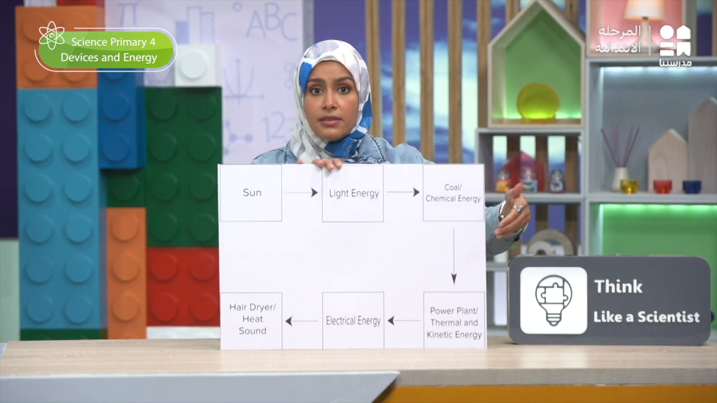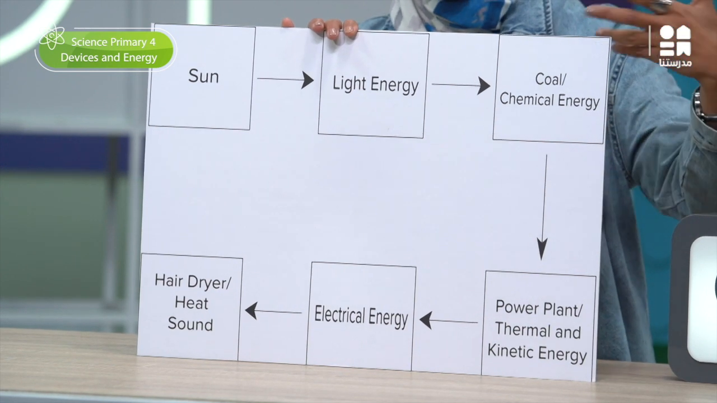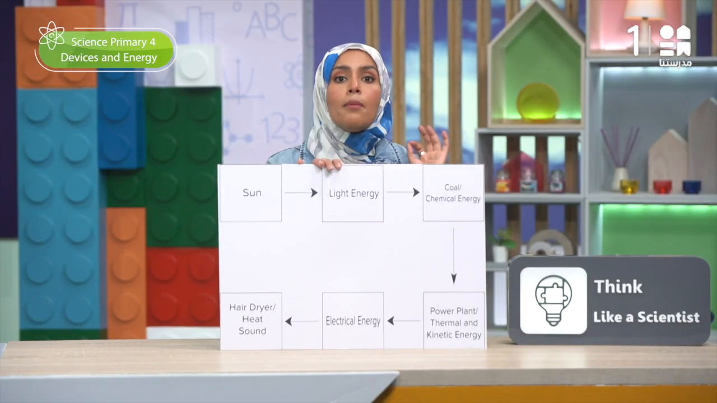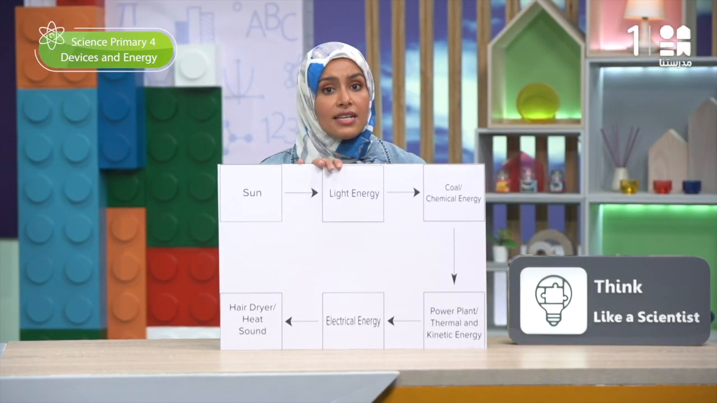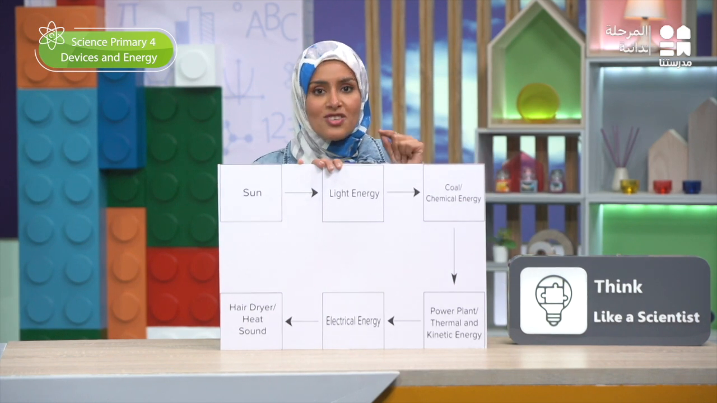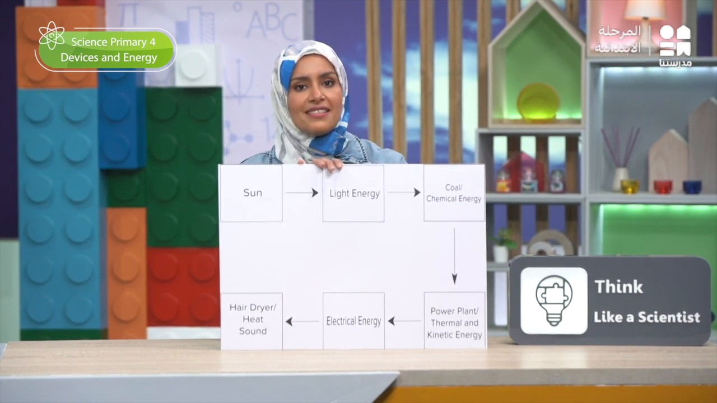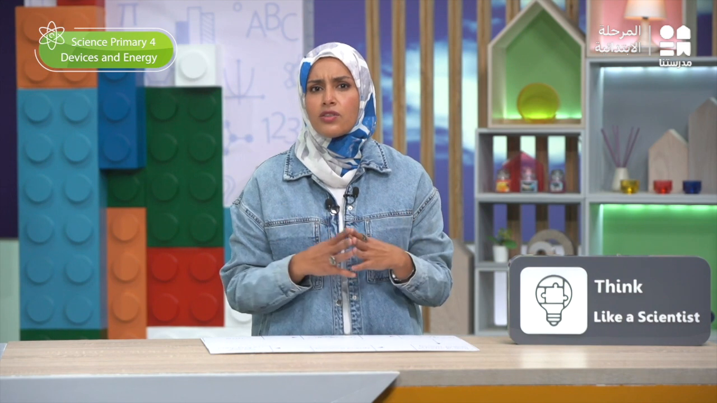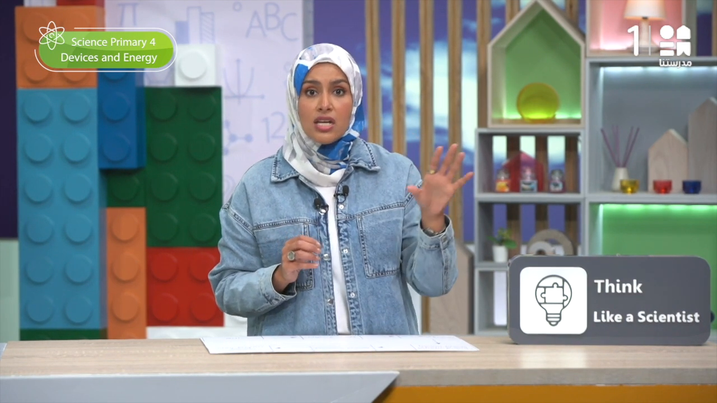When coal is burned in the power plant اللي هي مصنع طاقة كهربائي which we can also call power station, it turns into other forms such as thermal and kinetic energy from which electrical energy is generated. Think back of the example of the hair dryer. When it works, إيه اللي حصل في الhair dryer? It produces energy in the form of heat and sound.